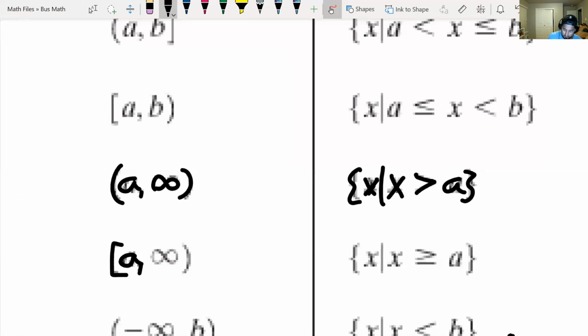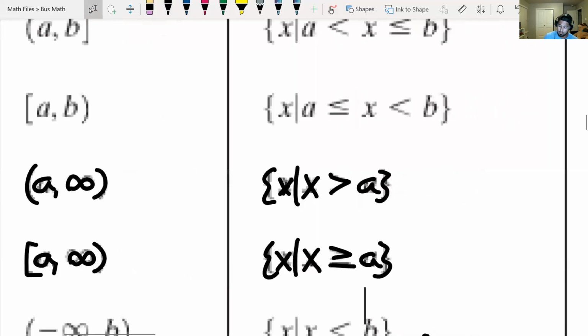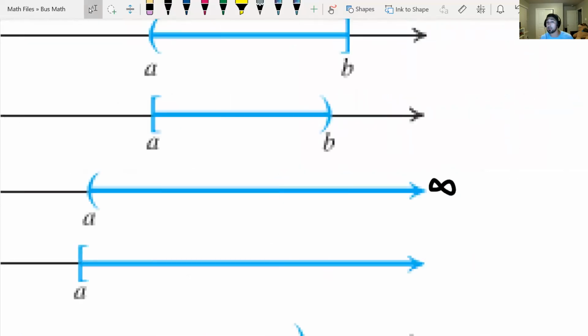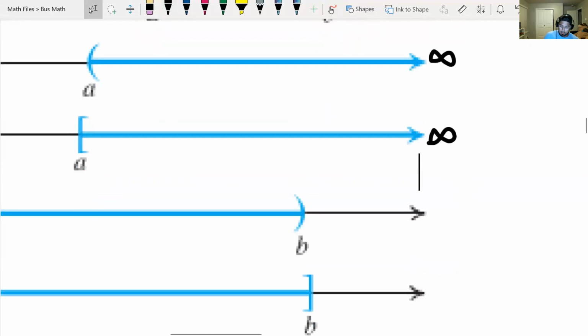Okay. Which means the same with the other notation. Bracket A, comma, infinity. This means that for all values of x, such that x is now greater than or equal to A, which means that A is now included. On the one above it, A is not included. On this one, A is included. And no matter what, it is still headed towards infinity. All right.